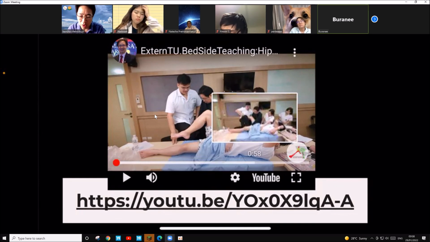Look at the joint space. If it is not the same, if the joint space is not equal, the patient needs surgery to check it out, to deal with this piece of bone.